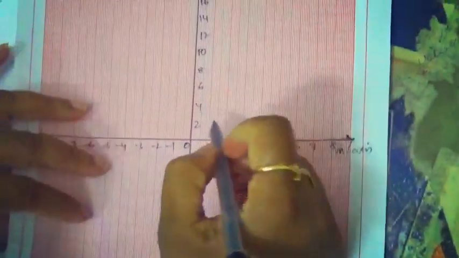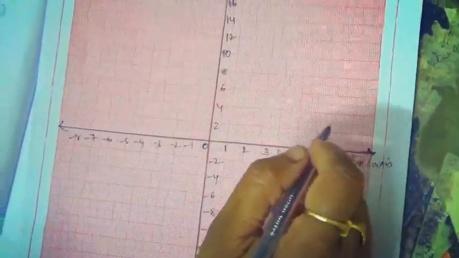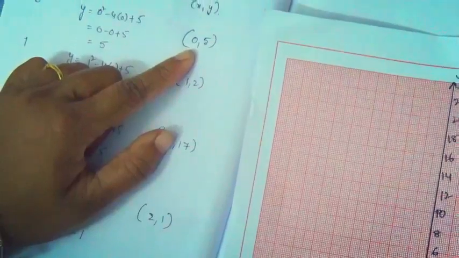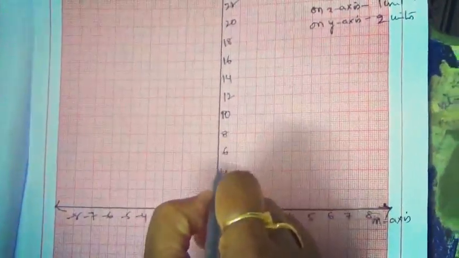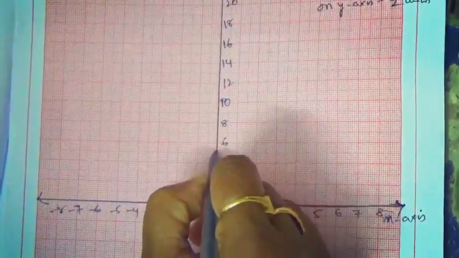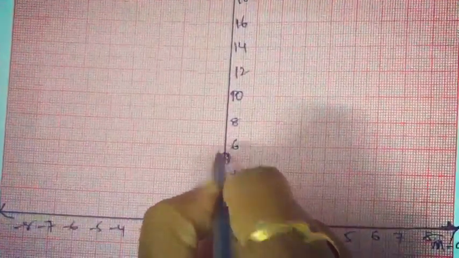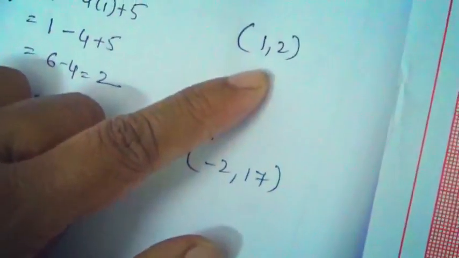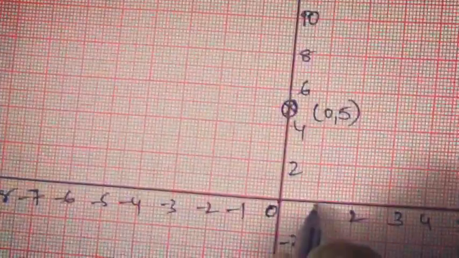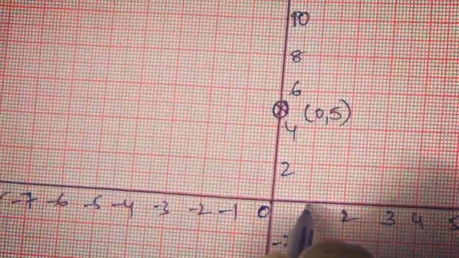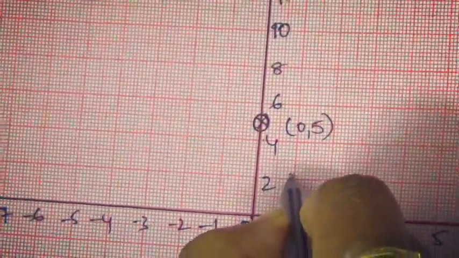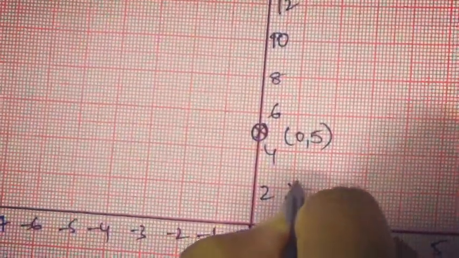Okay, just like that. What is the first coordinate here? 0, 5. In between this 4 and 6 we have 5. Here we have 0, 5. Yes. Then what is the next number? 1, 2. Here we have 1, 2.